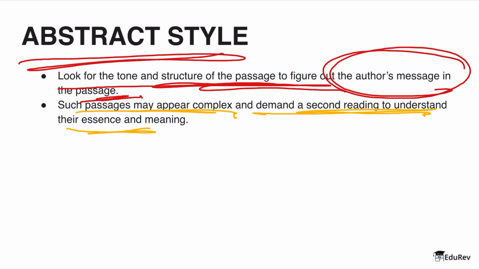So with this, we come to the end of our lecture. So what did we understand? We understood the various forms of RC passages. That is narrative, descriptive, factual or informative, argumentative or persuasive, analytical, and lastly, the abstract style.